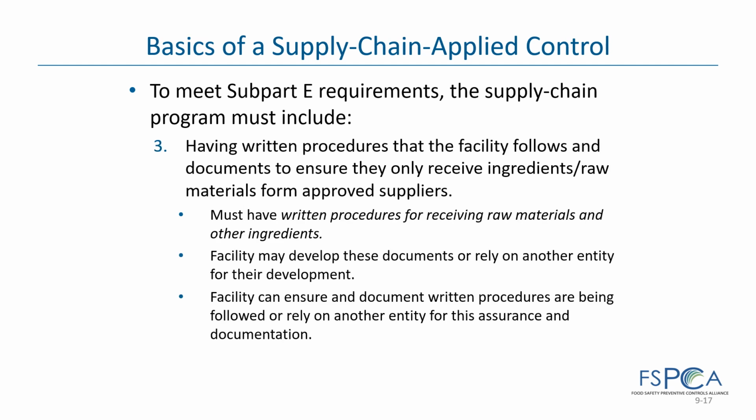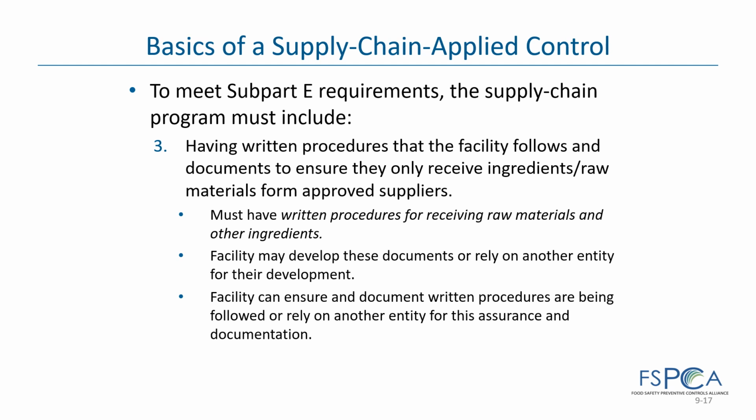Number 3 of the requirements said that you need to have written procedures that the facility follows to document that when you receive ingredients, they are coming from approved suppliers. So we need to have a written procedure for when this truck arrives at the door. What do I need to check for? How does that actually get brought into the facility? And how do I make sure it's coming from approved suppliers? So you need to have written procedures for receiving raw materials and other ingredients, and that actually has a specific description and definition within this regulation that we'll look at in just a second.